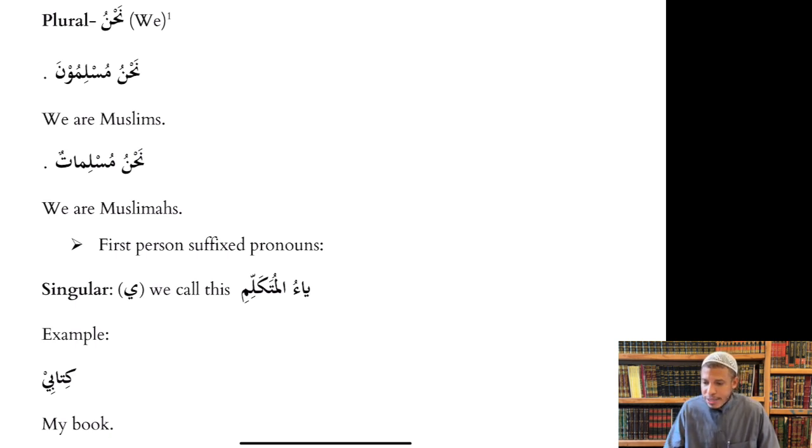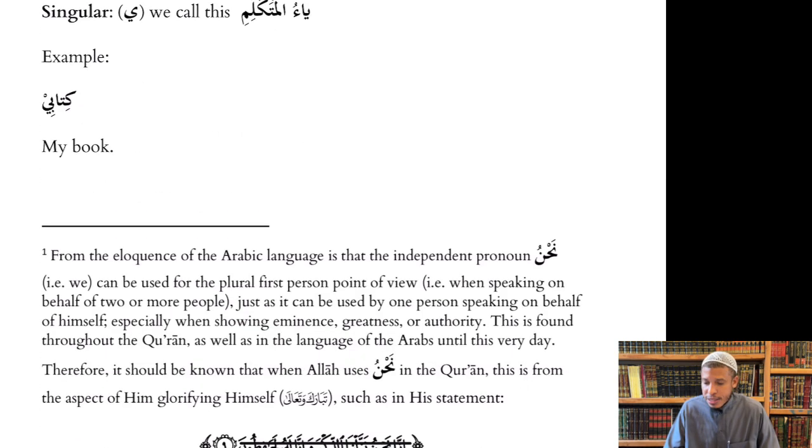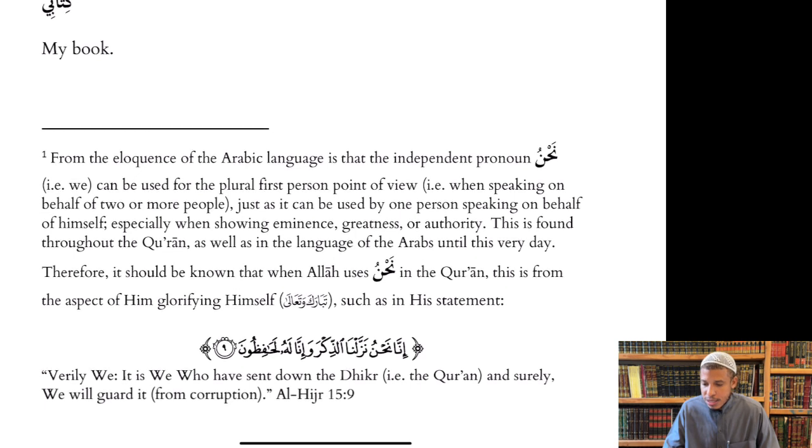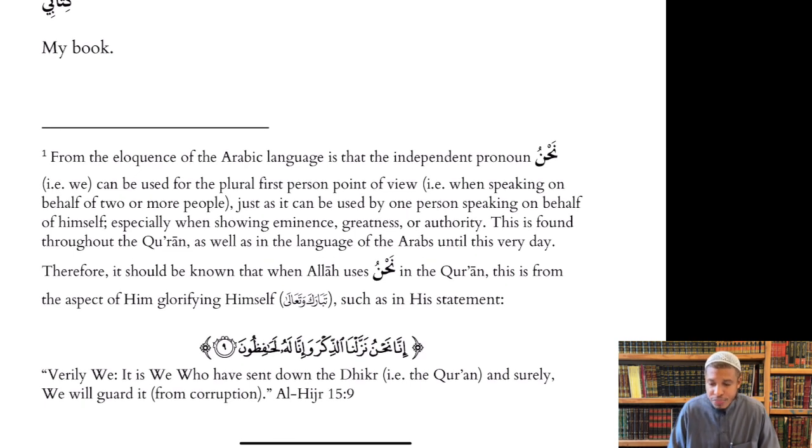Just a quick note for nahnu, because this is a question that always comes up. And this is a footnote I placed in the sharh of the Medina Book 1. From the eloquence of the Arabic language is that the dhamir nahnu can be used for the plural first person point of view, meaning we're speaking on behalf of two or more people, just as it can be used by one person speaking on behalf of himself, especially when showing eminence, greatness, or authority.